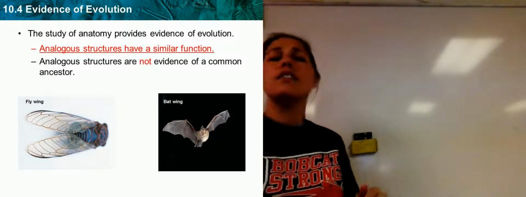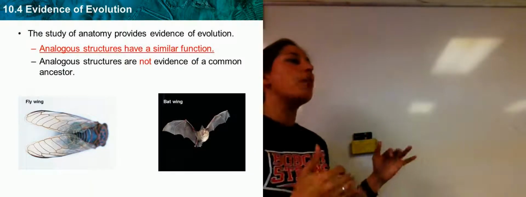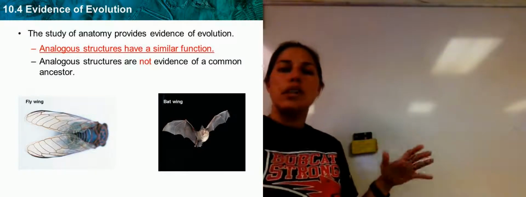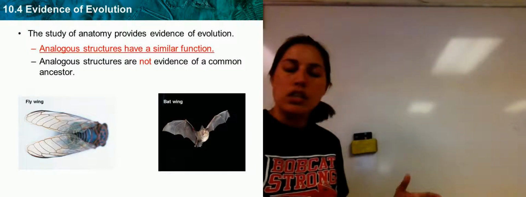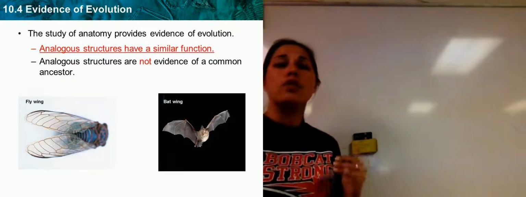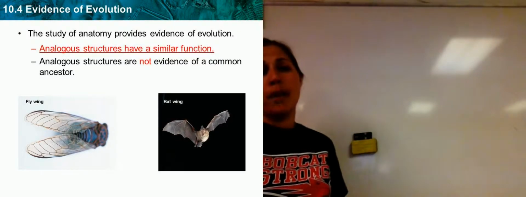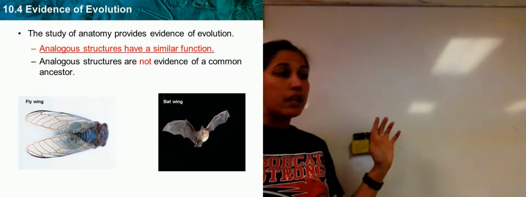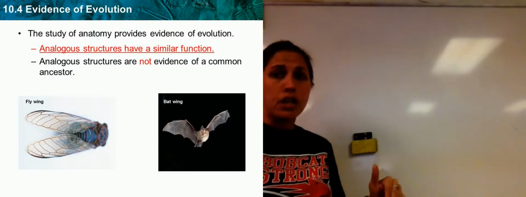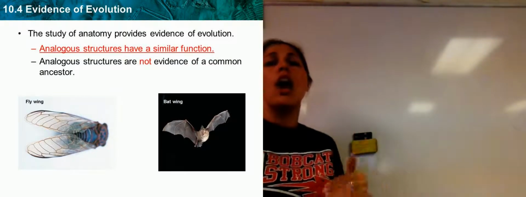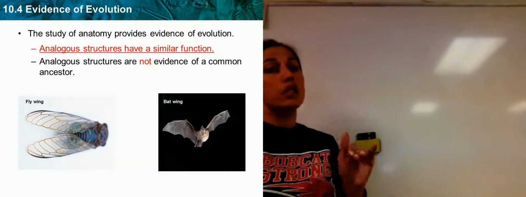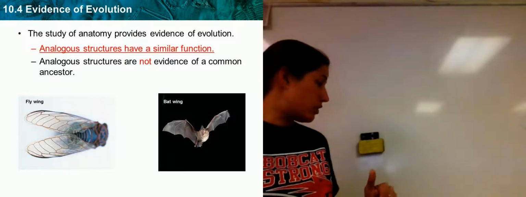Okay? And because of this, analogous structures cannot help us piece together the common ancestry line. Because, yeah, they might do the same thing, but they have no similarities other than they can both fly, or they can both swim, or they can both pick things up. So analogous structures do not help with common ancestry. Homologous, similar structure, different function, yes, common ancestry. Analogous, different structures, similar function, no common ancestry.